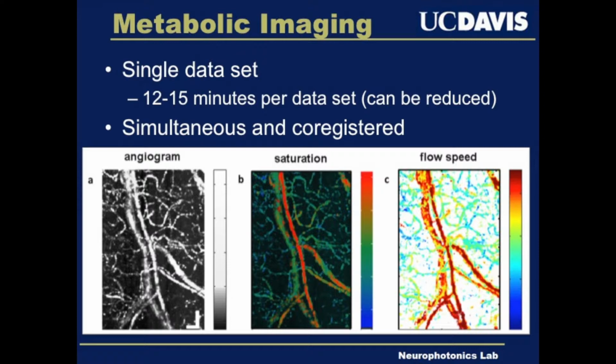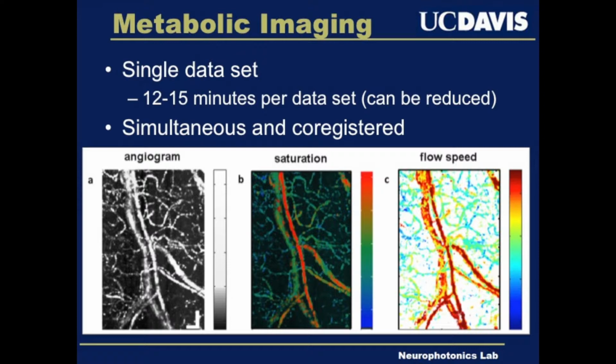And so one point I want to stress here is that in a single data set, we're able to acquire an angiogram, a saturation map, and also a flow speed map. And because they're all in one data set and all acquired at the same time, they're all easily co-registered. You don't have this problem where you have two data sets that you need to somehow combine. You don't have any sort of weird temporal offsets from doing one scan followed by another scan. And I think that's a very important aspect of OCT metabolic imaging.